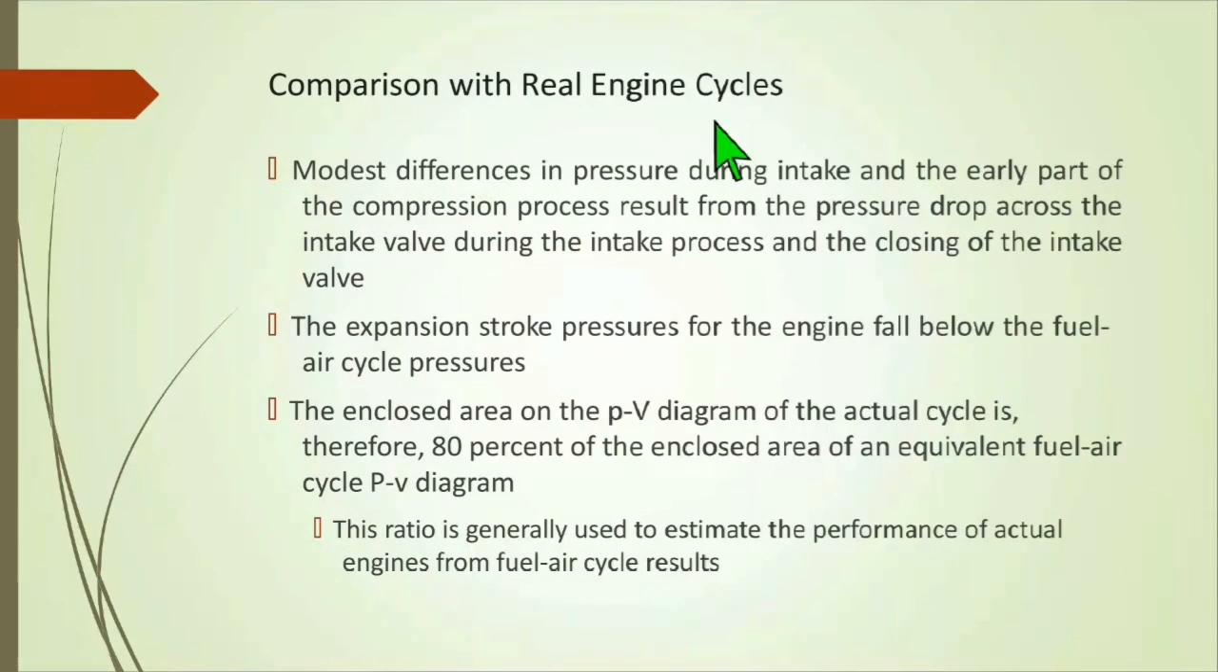Comparison with real engine cycles. Modest differences in pressure during intake and the early part of the compression process result from the pressure drop across the intake valve during the intake process and the closing of the intake valve. The expansion stroke pressures for the engine fall below the fuel-air cycle pressures. The enclosed area on the PV diagram of the actual cycle is, therefore, 80% of the enclosed area of an equivalent fuel-air cycle PV diagram. This ratio is generally used to estimate the performance of actual engines from fuel-air cycle results.